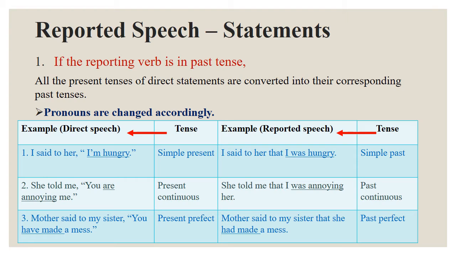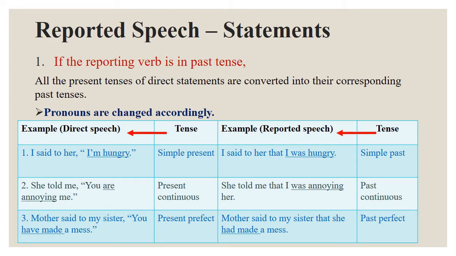Rule number 1. If the reporting verb is in past tense, all the present tenses of direct statements are converted into their corresponding past tenses. And don't forget that pronouns are changed accordingly. Here you can see there are examples written by me to make you understand what is happening here.